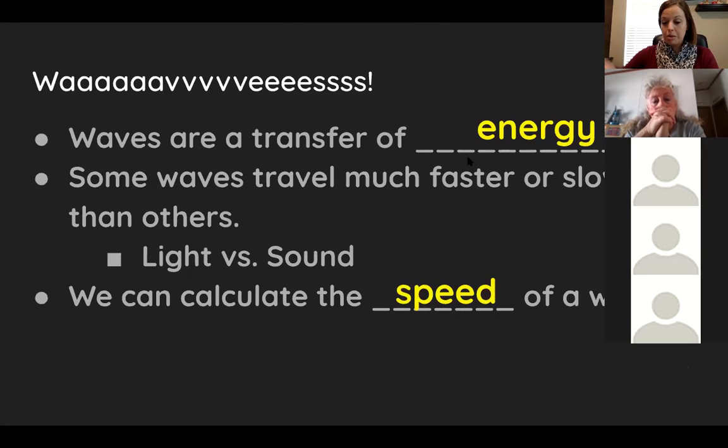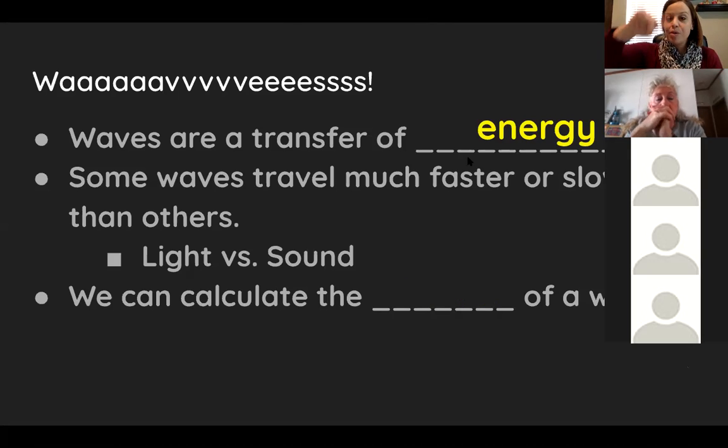So the movement, oops, I gave the next answer away. The movement of energy from one place to another travels in waves, whether it's sound waves, light waves, electromagnetic waves. Waves are a transfer of energy. And some waves travel much faster or slower than others. So I gave the example of light versus sound, okay?